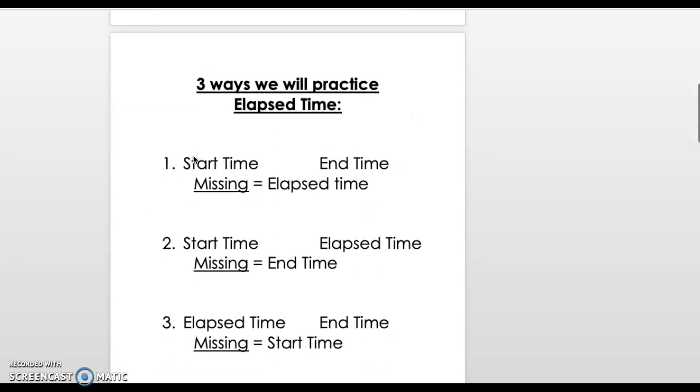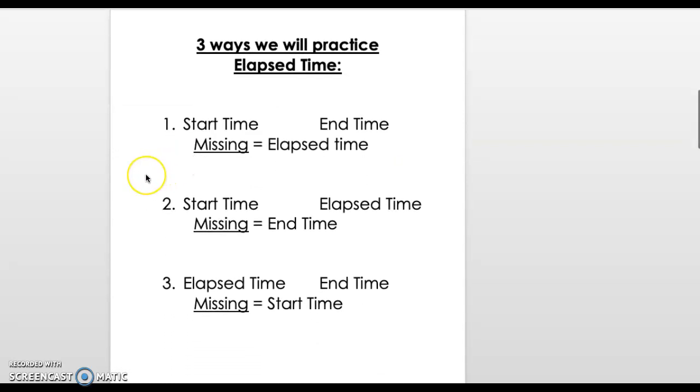All right, so there are three ways that we are going to practice elapsed time. The first way is there's going to be a start time. There's also going to be an end time, but what's missing will be the elapsed time. That's one of the problems we're going to work on together today. The second way is there will be a start time. They will give us the elapsed time, but what we'll be missing is the end time. We will also be doing that together today.